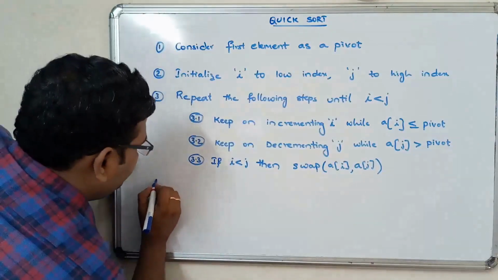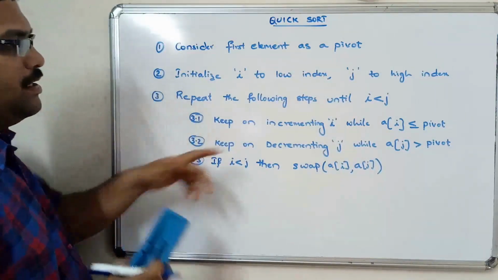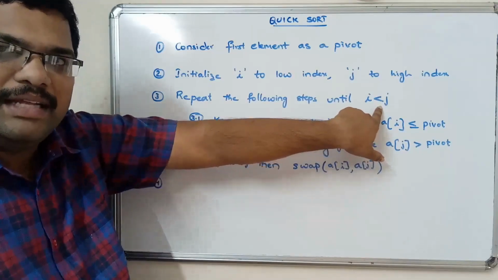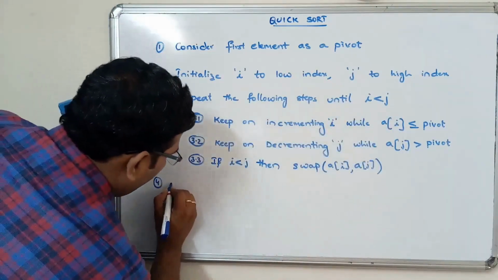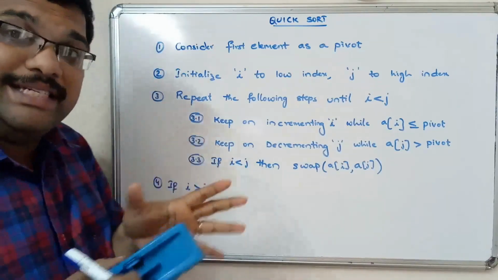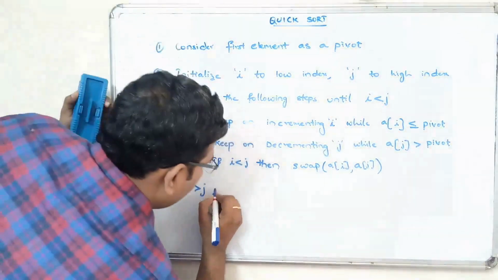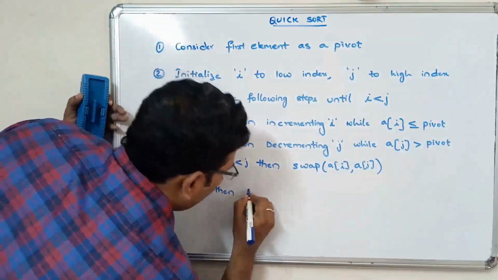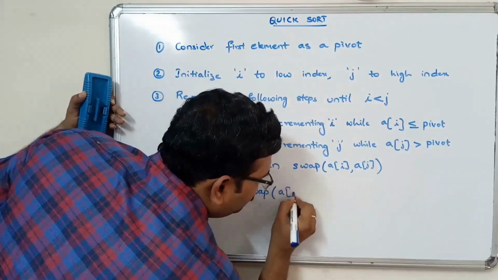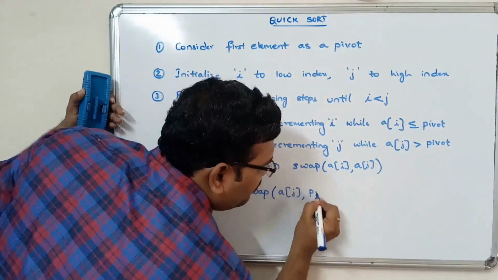Next, if i less than j becomes false, that is, if the index value of i is greater than j, then we also have to swap the A[j] element with the pivot.